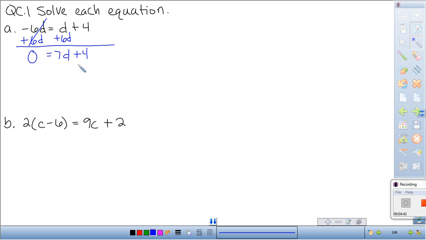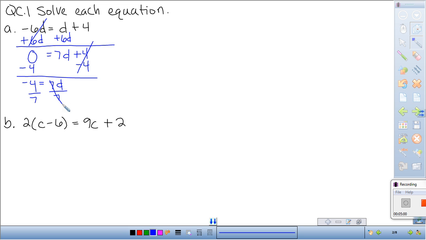So the opposite of a positive 4 is to subtract 4 from both sides. 0 minus 4 is negative 4. Bring down the equals. Bring down your 7b. Plus 4 minus 4 cancels, additive inverses. And the opposite of 7 times b would be to divide both sides by 7.